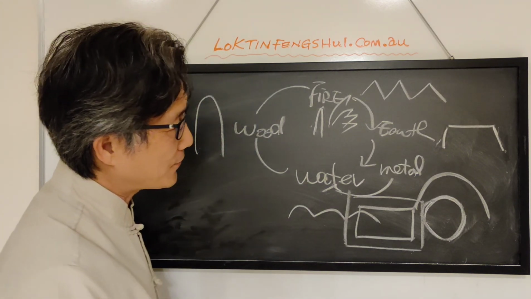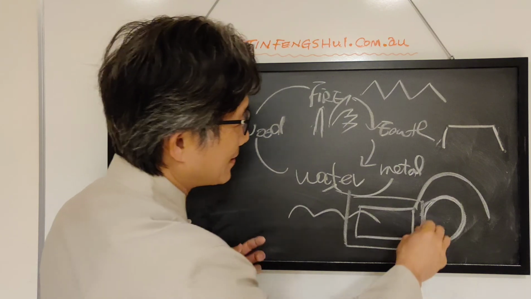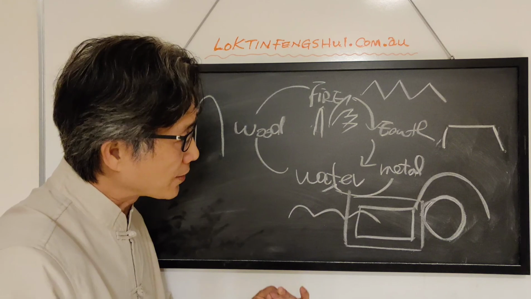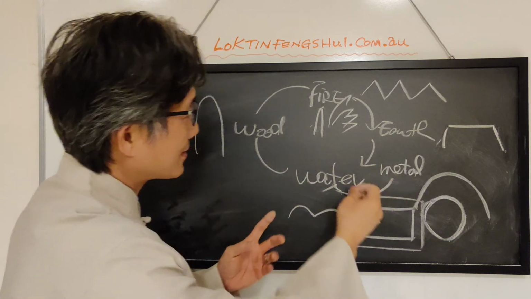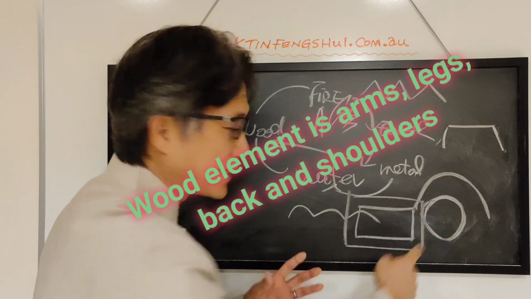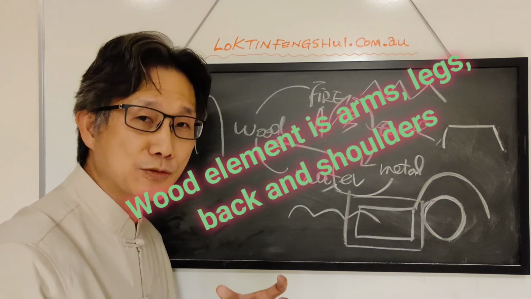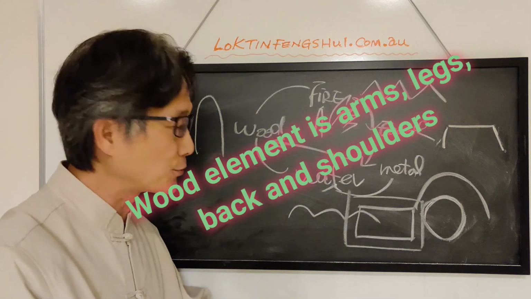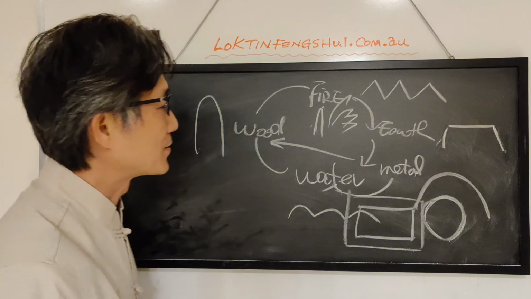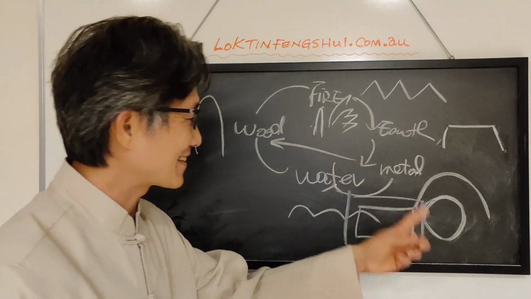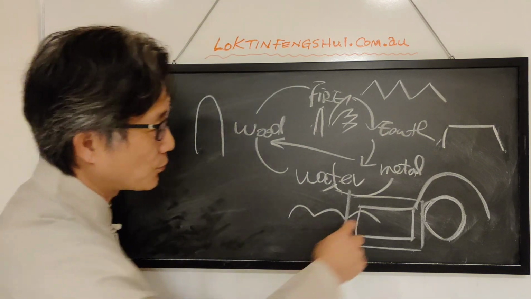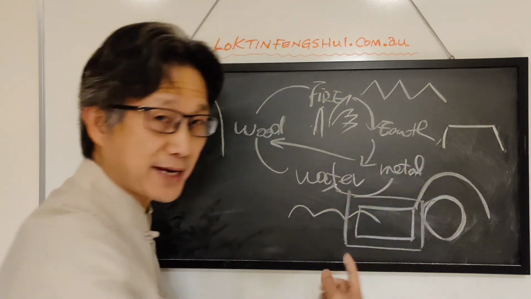And if you look at the round, it's also metal. So metal controls wood. In the control cycle, the injury from playing Australian rules is much greater than from playing soccer. So you can look at this kind of relationship. And also round, because round is metal.